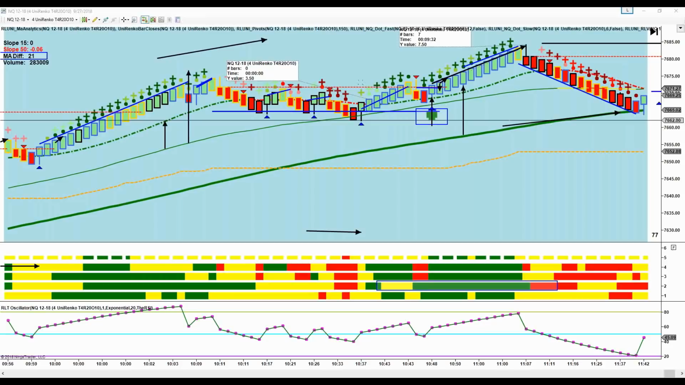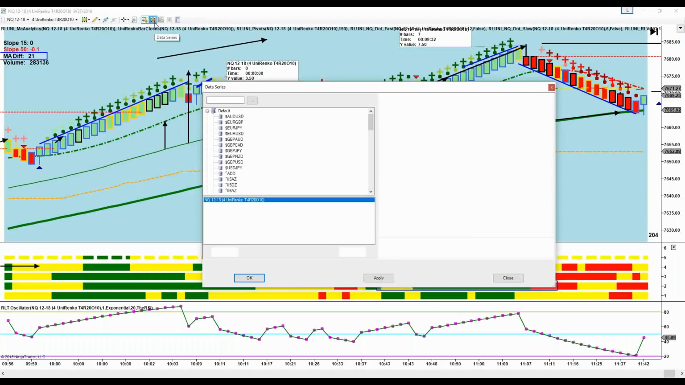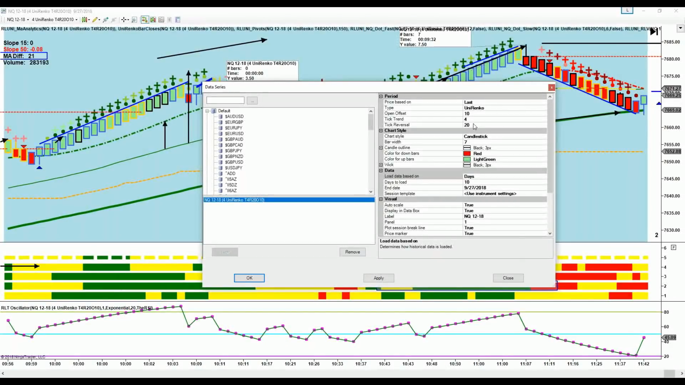The YM is exactly the same as the NQ: 10-4-20. And you saw how beautifully it works. I mean, the YM today had gorgeous trades. 10-4-20 for YM and NQ; the E-mini is different.